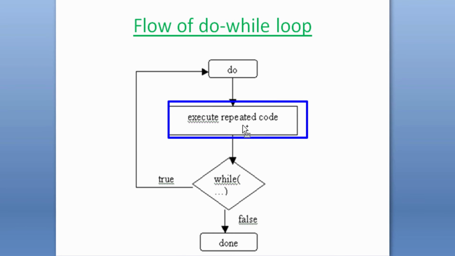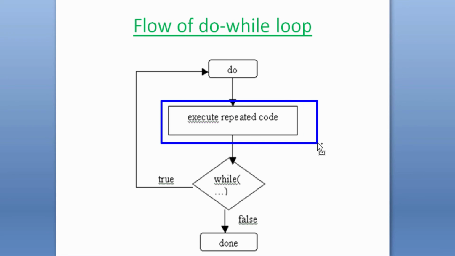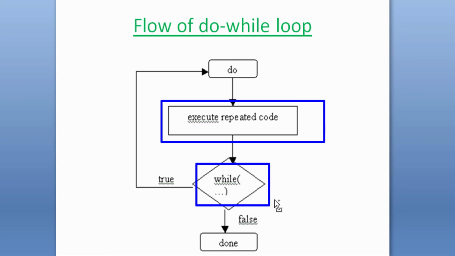So this is the flowchart of do while loop, and our code will be executed at least once in do while loop, but in while loop there is no surety that code will be executed or not, because if the test is false, that code will not be executed. So this is the difference between while loop and do while loop. You can use these loops and for loop according to your requirements.